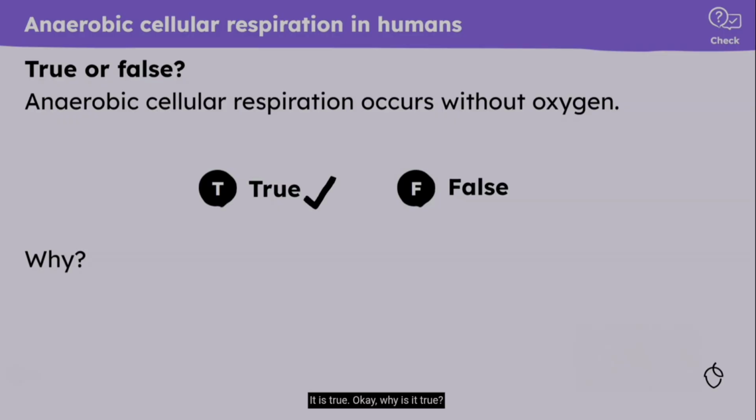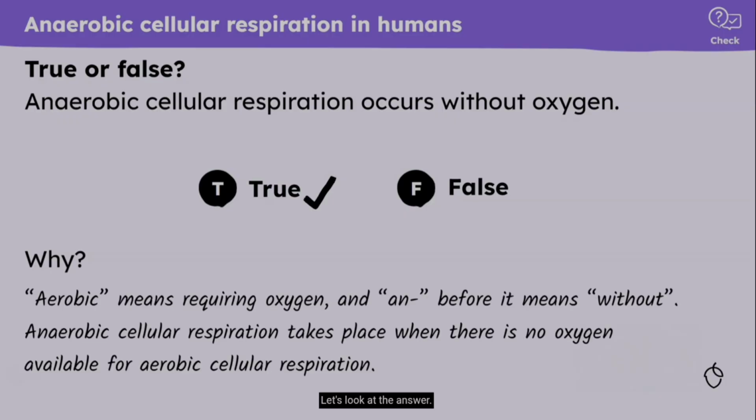It is true. Okay, why is it true? So how do you know that anaerobic cellular respiration is the type of respiration that occurs without oxygen? Again, take 5 seconds, or if you want some more thinking time, click pause, click play when you're ready for the answer. Let's look at the answer.